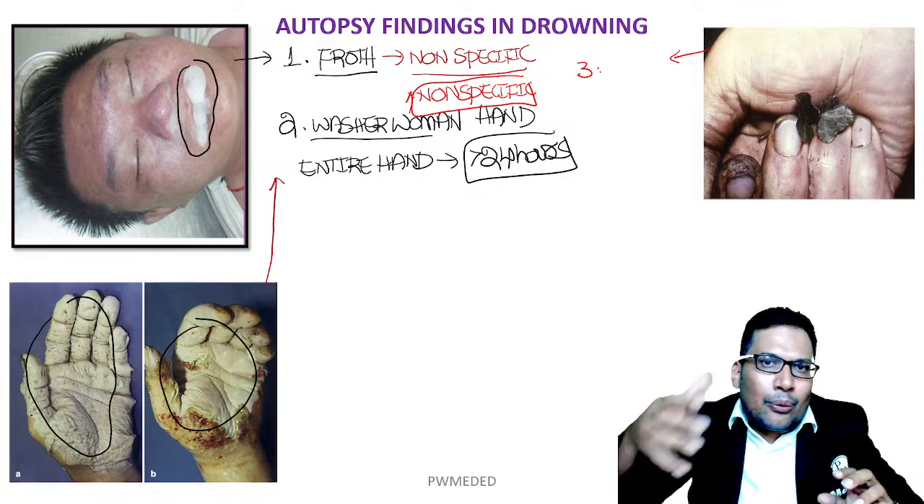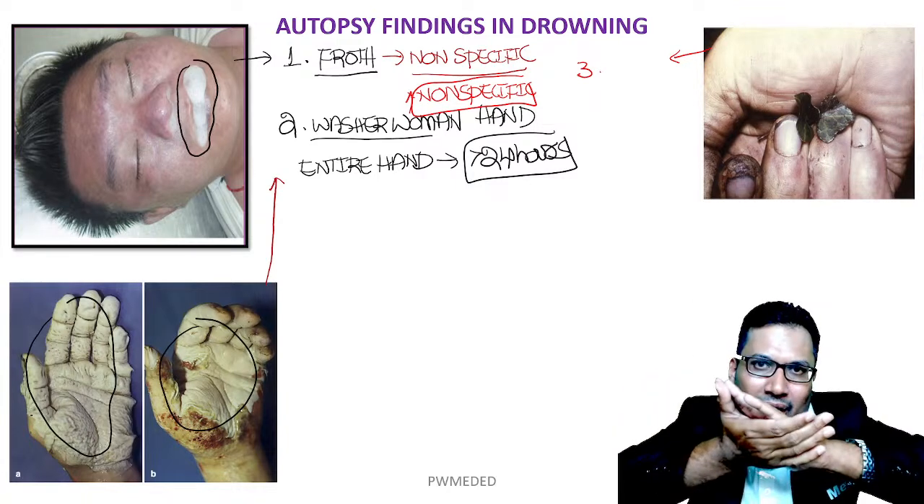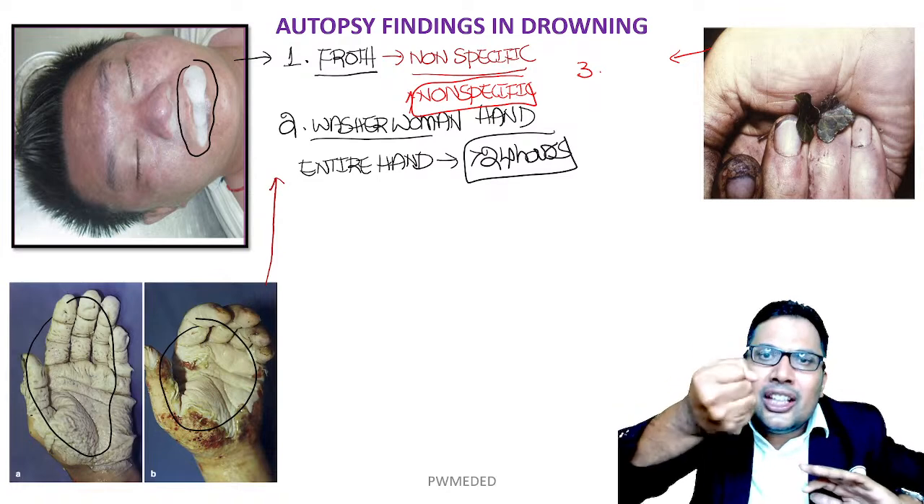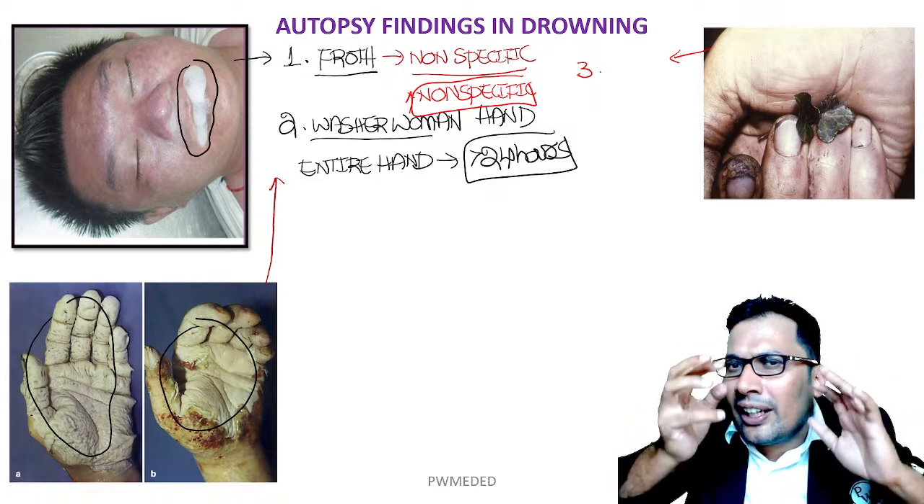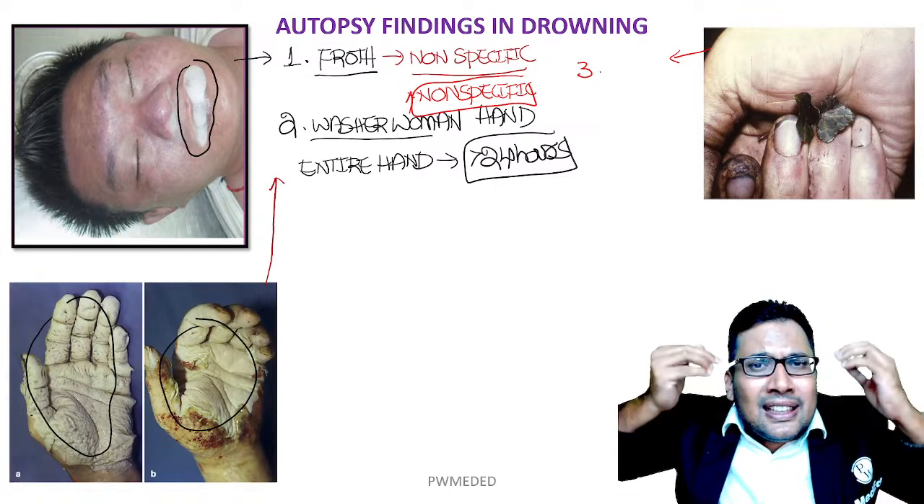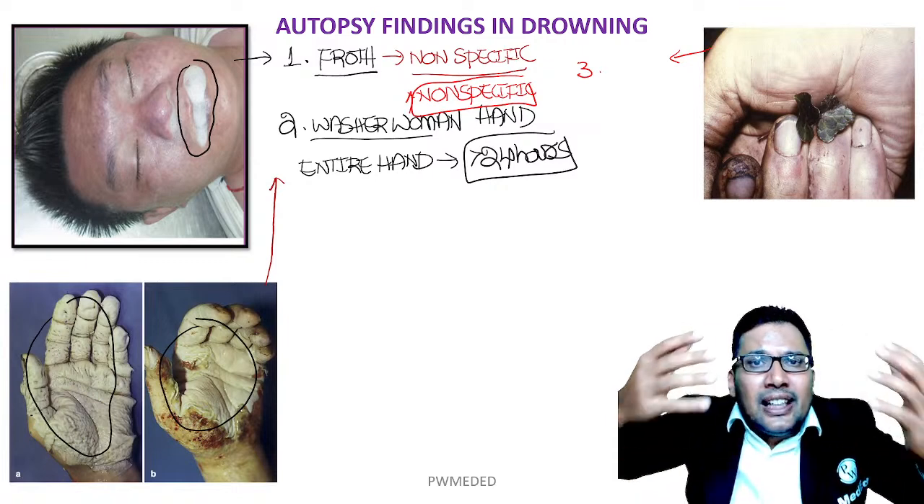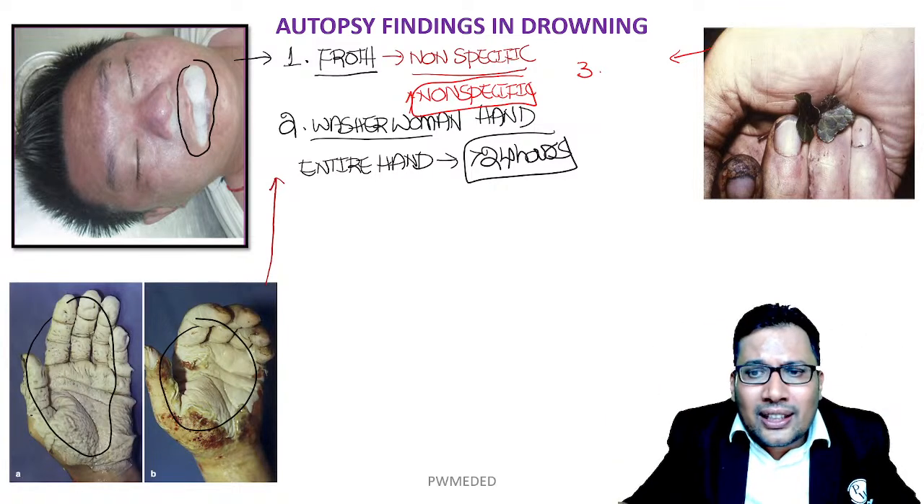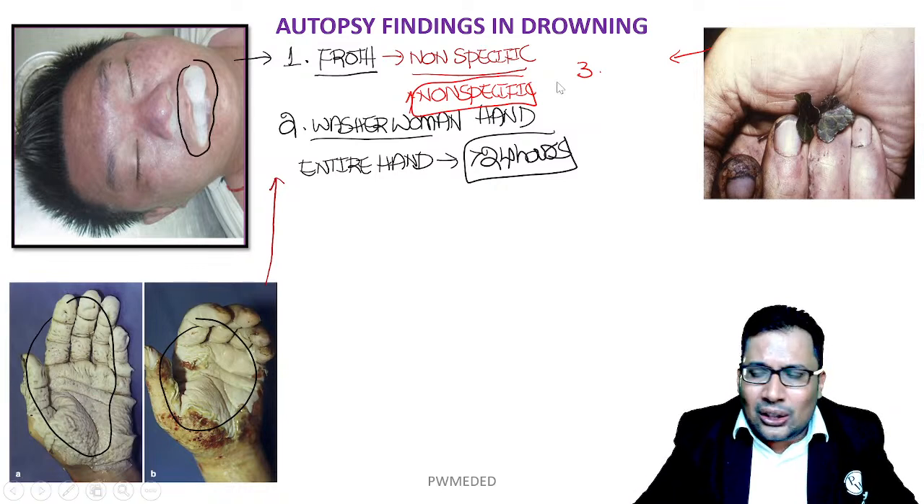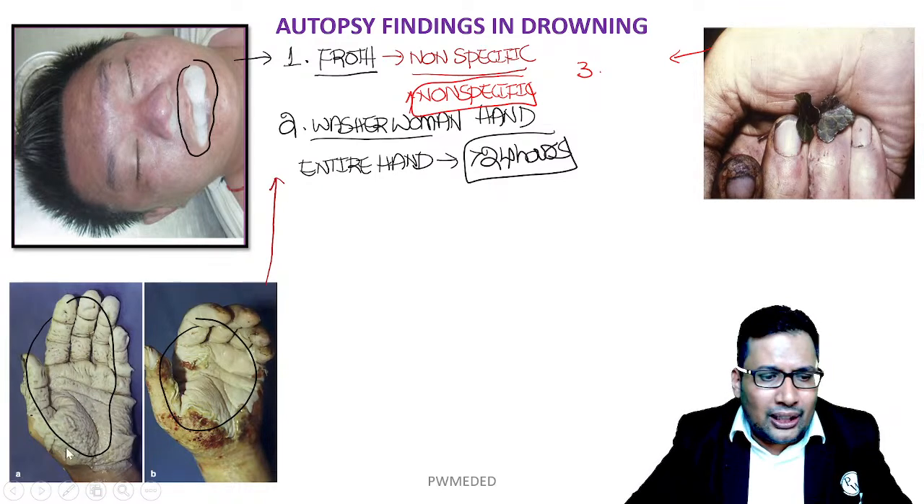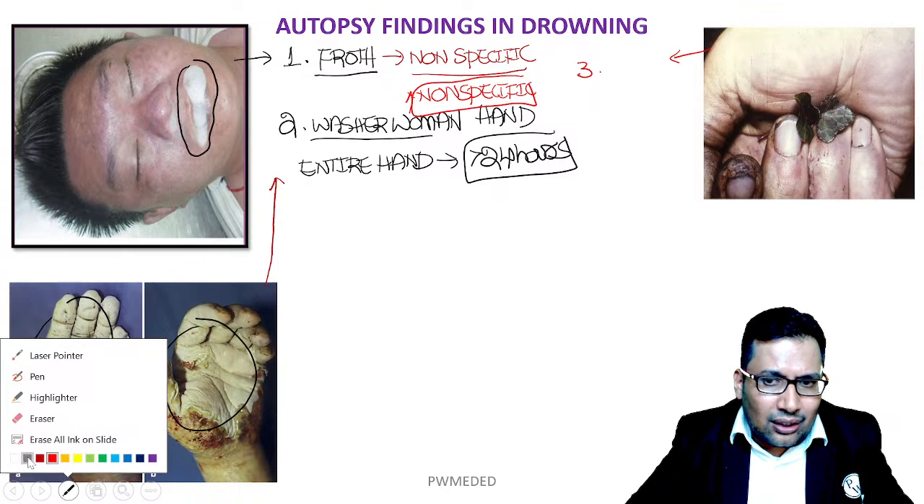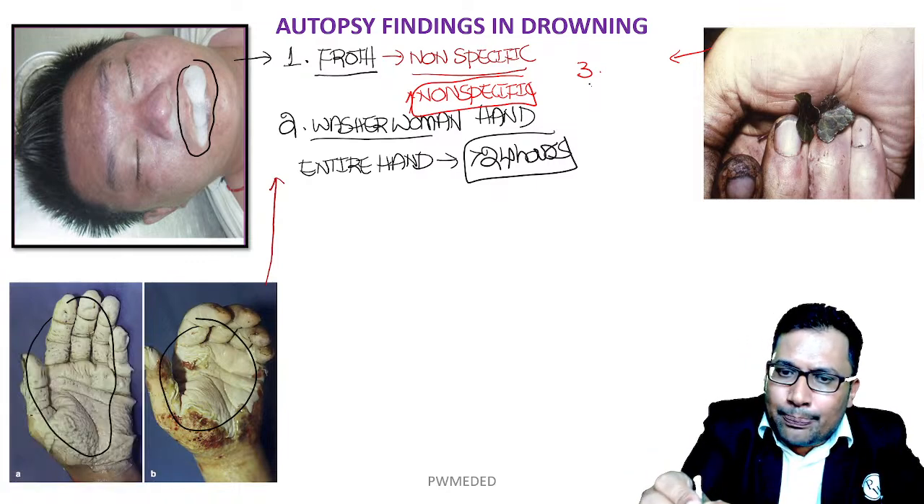So here a case of drowning. You will see a dead body with a clenched hand holding aquatic matter. So what is this suggestive of? It is suggestive of antemortem drowning. What is this known as? So this is a case of cadaveric spasm.